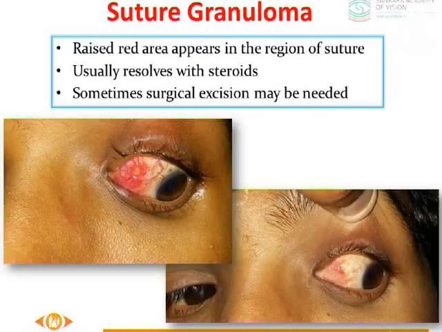This is one of my patients operated recently who had a suture granuloma. The patient came back, the eye was quite orthophoric, and then came back after 3 weeks with redness and a small elevated mass like this, and it is a suture granuloma.